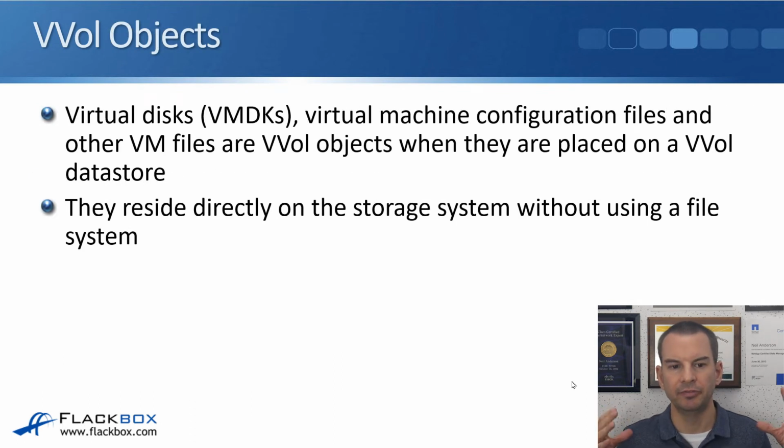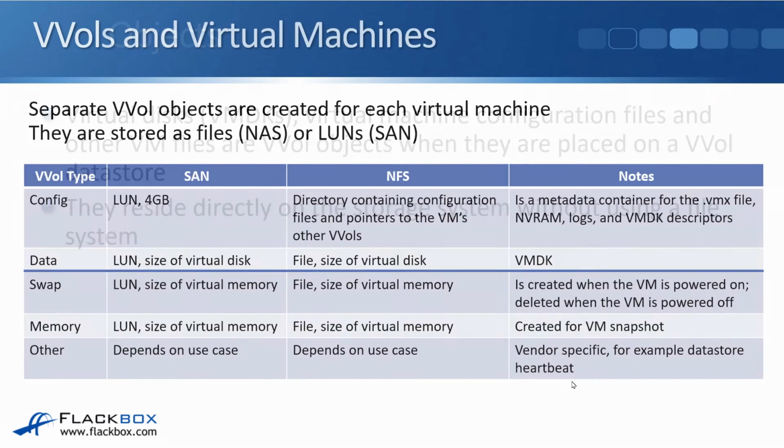Okay, talking about the VVol objects now. So your virtual disks, the VMDK files that make up your virtual machines, also the virtual machine configuration files and other VM files are VVol objects when they are placed on a VVol Datastore. Okay, so when we're talking about VVols, there's really two components there. There's the VVol Datastore, which is made up of volumes on your ONTAP storage, and then there's the VVol objects that go into those data stores. The VVol objects are the files for your virtual machines. They reside directly on the storage system without using a file system.